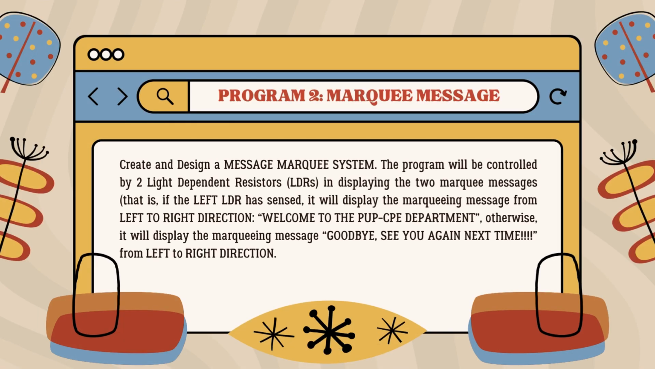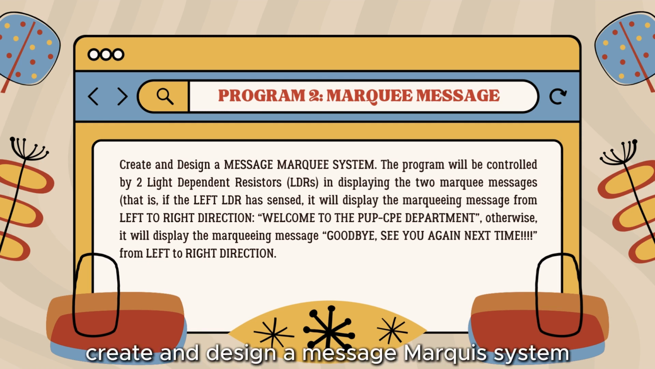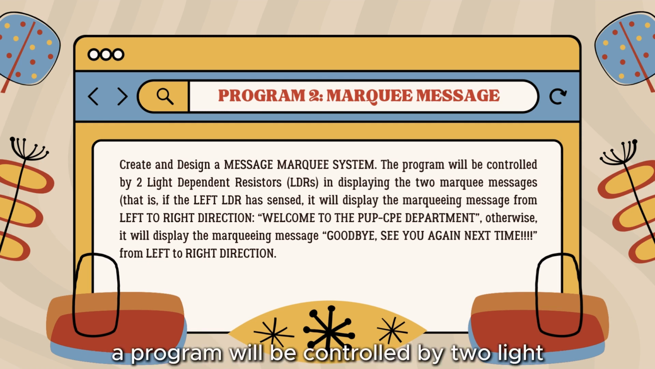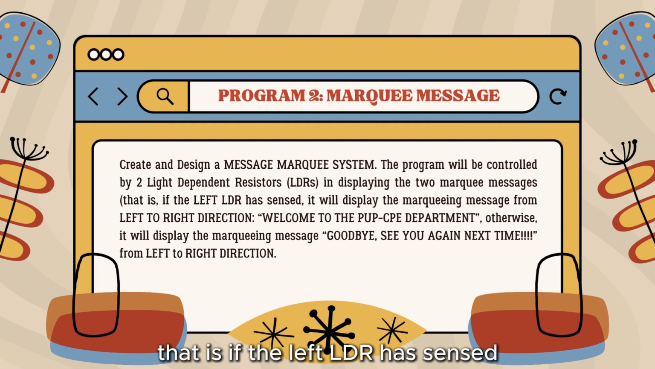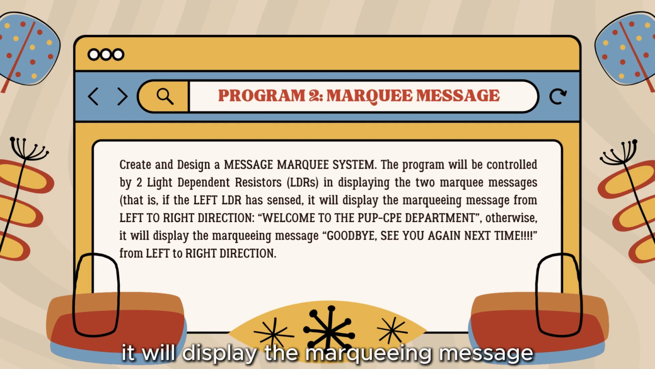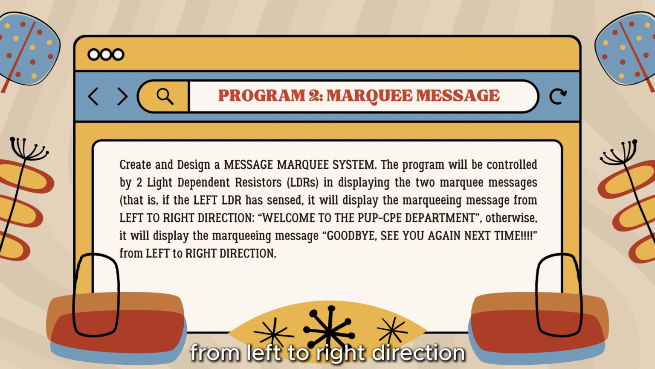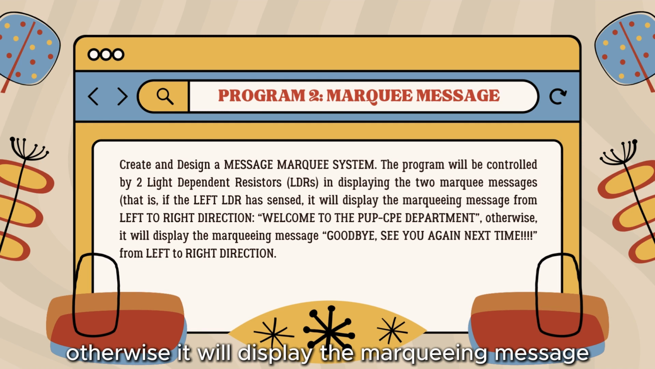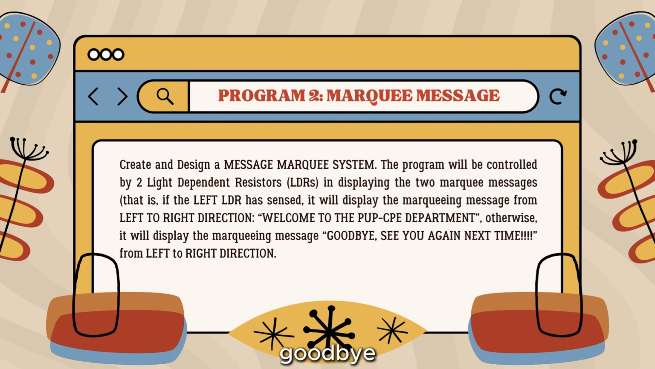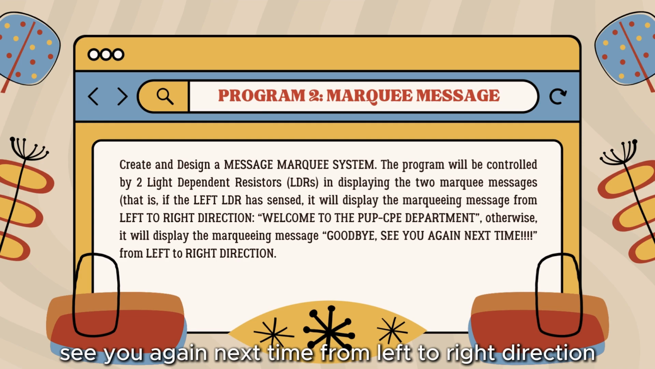Program 2. Marquee message. Create and design a message marquee system. The program will be controlled by two light-dependent resistors LDRs in displaying the two marquee messages. That is, if the left LDR has sensed, it will display the marqueeing message from left to right direction, welcome to the PUPCPE department. Otherwise, it will display the marqueeing message, goodbye. See you again next time, from left to right direction.